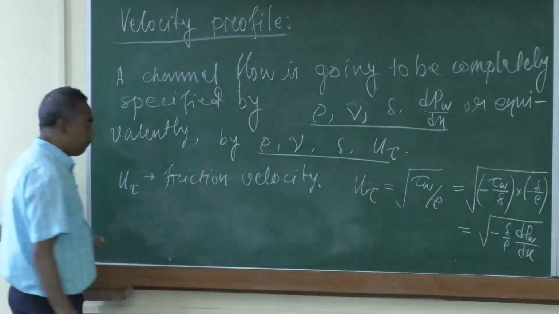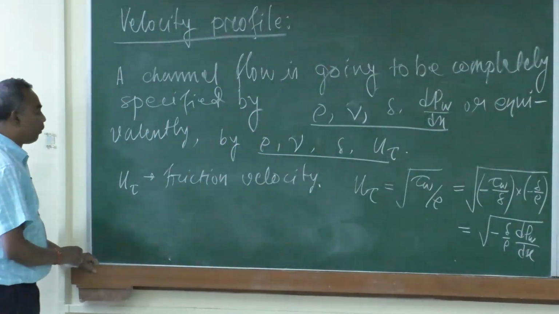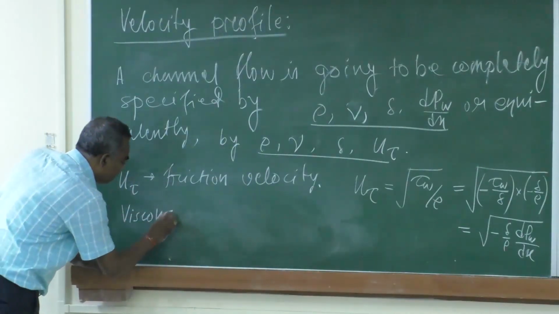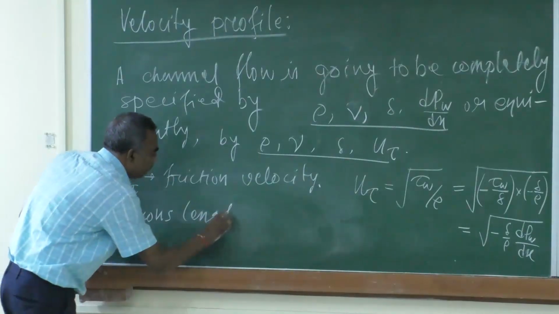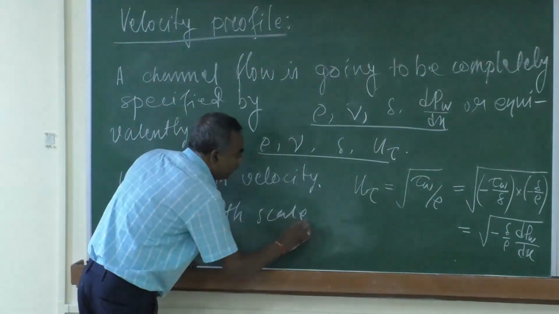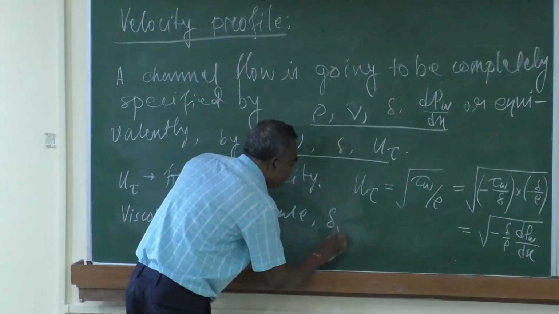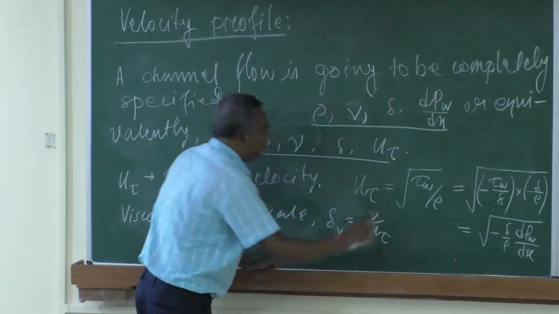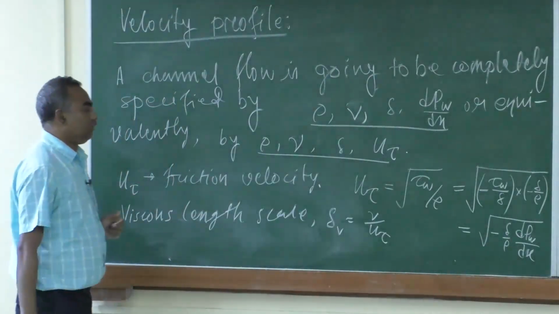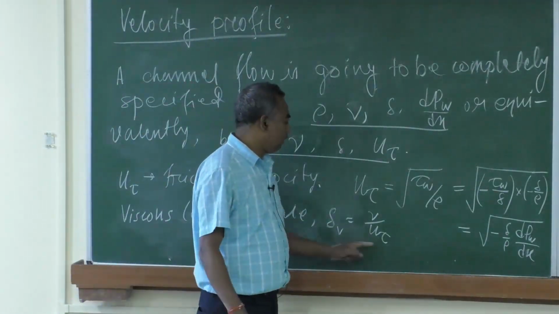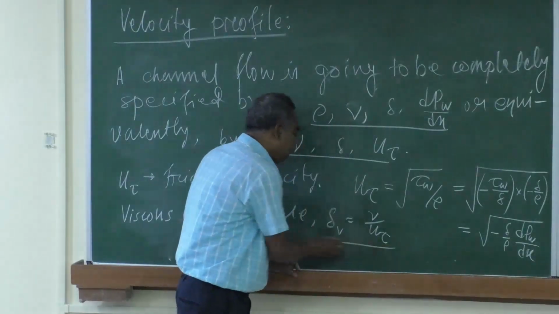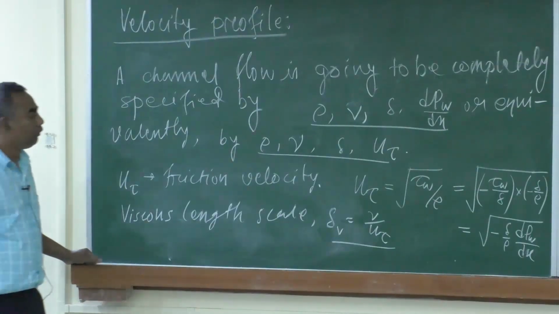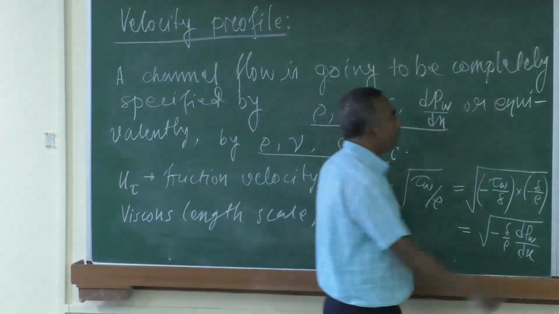Similarly, the appropriate length scale close to the wall is known as the viscous length scale. It is defined by delta V, which is nothing but nu by u tau. So, this is your viscous length scale. This viscous length scale and viscous velocity scale are actually important close to the wall.